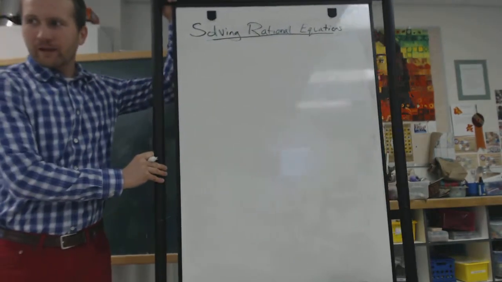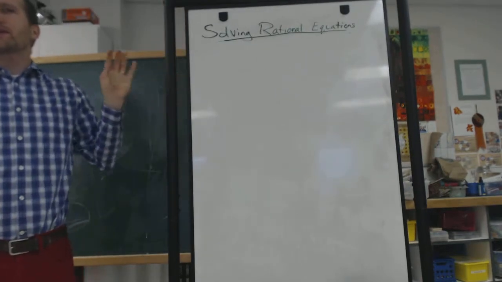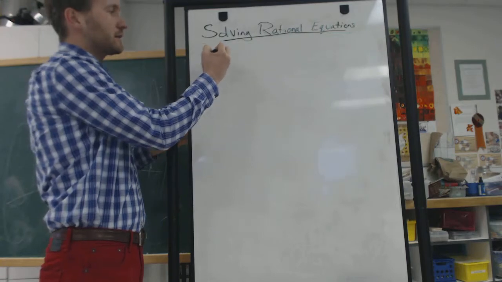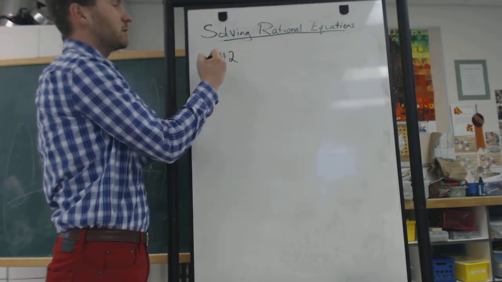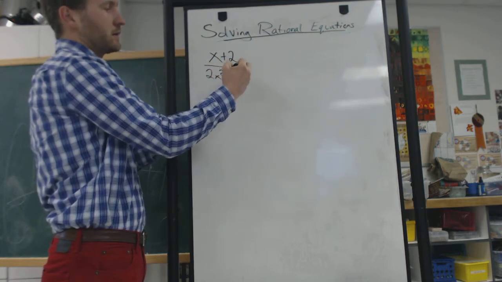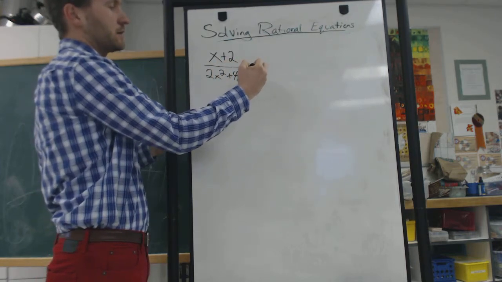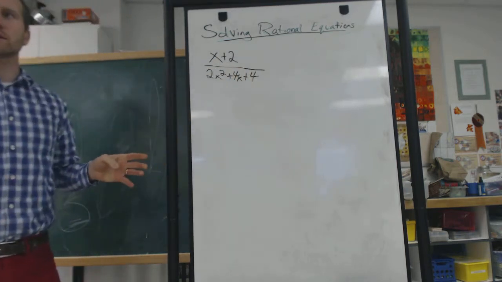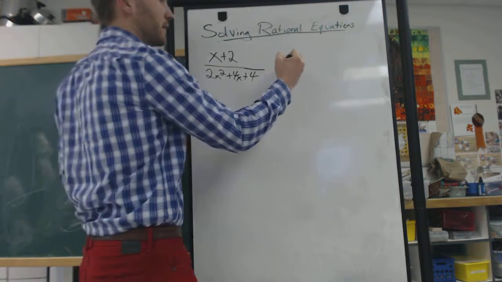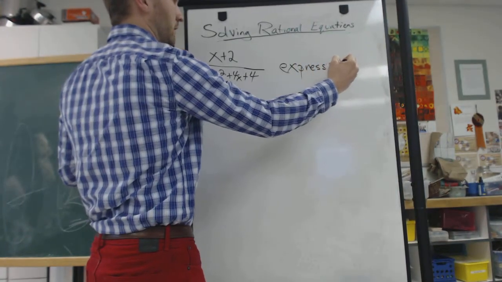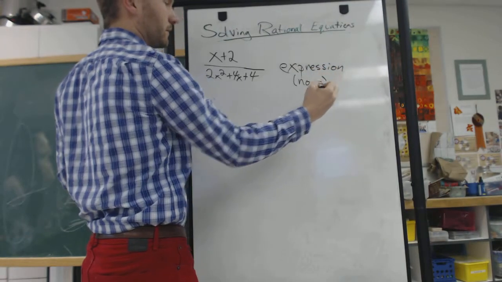So, first thing I want to do is just remind you guys of a couple of vocabulary terms. This, x plus 2 over 2x squared plus 4x plus 4, this is called an expression, because it has no equals.